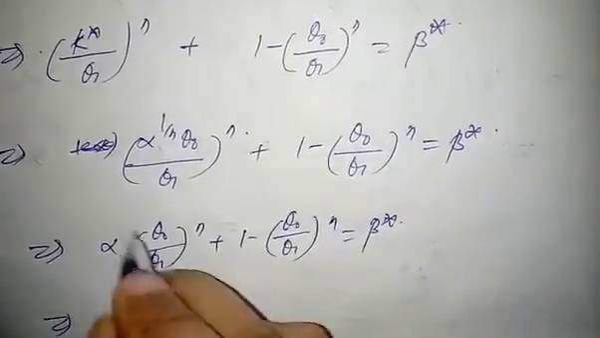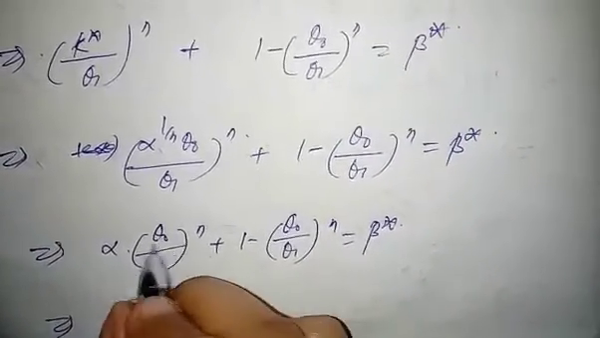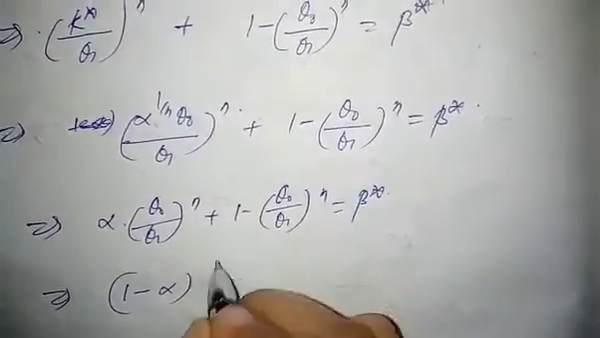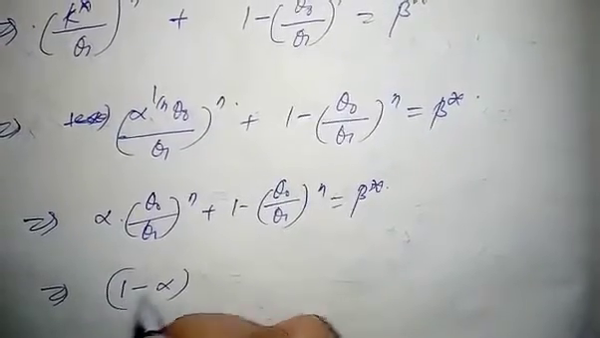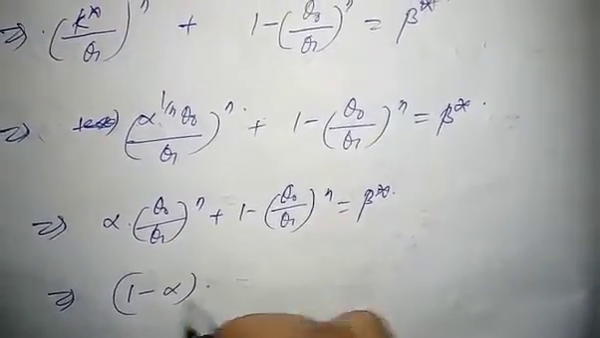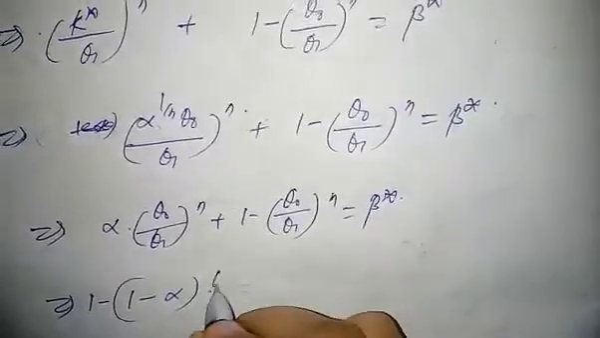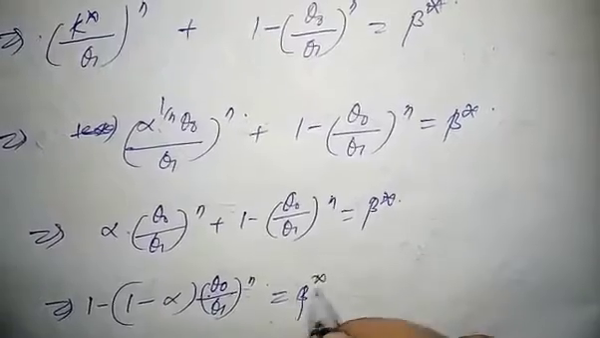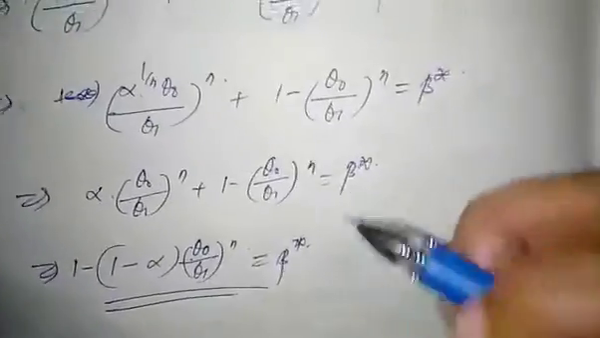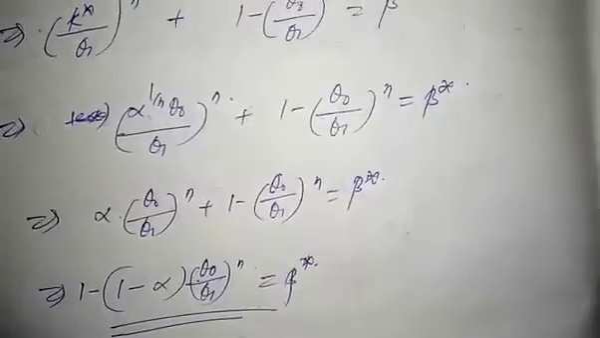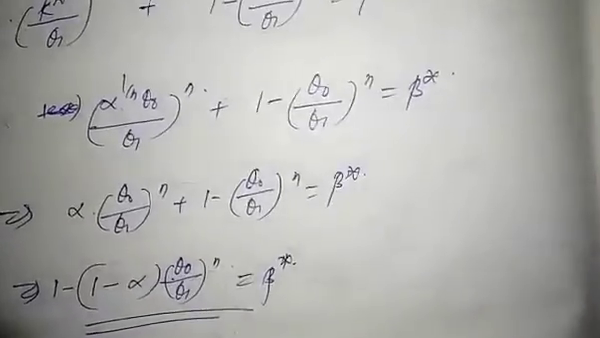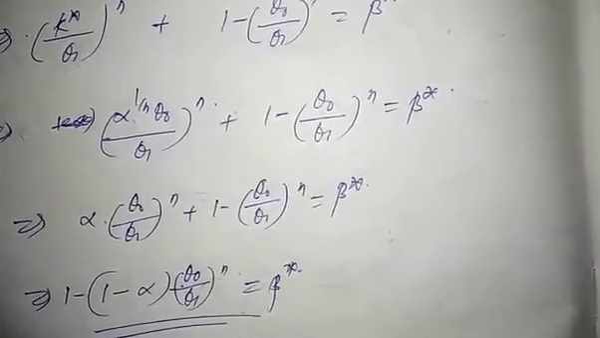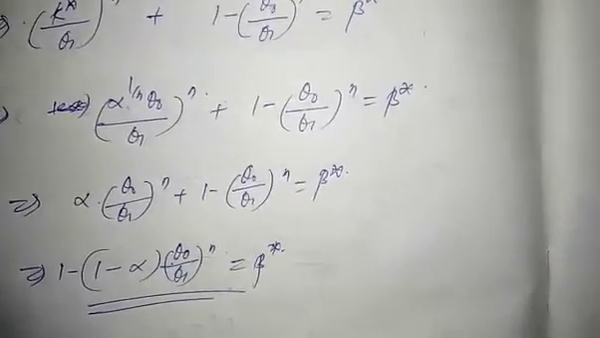So we can take theta naught divided by theta 1 power n common. Then you can write it as 1 minus alpha into theta naught divided by theta 1 power n, which is equal to beta star. And this is the power of the test for the second test function, that is the power of the test for the test function phi star of xn, okay.